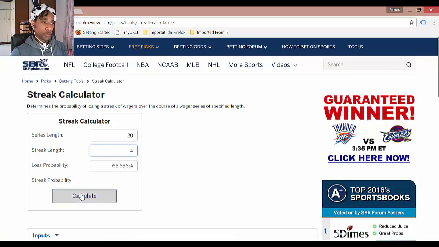Nobody likes to lose 4 times in a row, yet we have over an 80% chance in any given week of losing 4 trades in a row if we're winning 1 out of every 3 trades and we're taking 20 trades in a week. You can change the numbers.